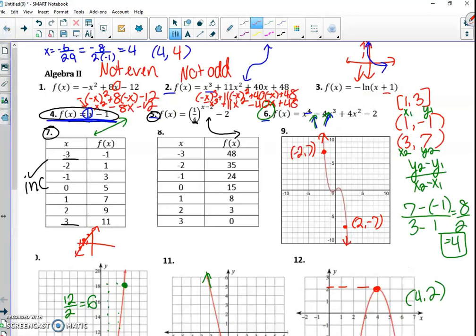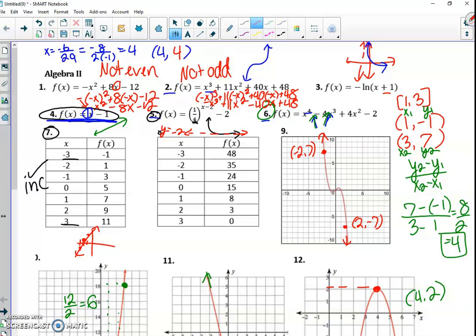Let's see. Okay, so number 5, that one doesn't really have a minimum. We already talked about function 5 is an exponential decay. And it has this asymptote here at -2, if you guys remember, at y equals -2 to be more specific. So it doesn't really have a minimum point. It gets closer and closer to that, but it doesn't really have a minimum. Okay, so let's look at function 8.